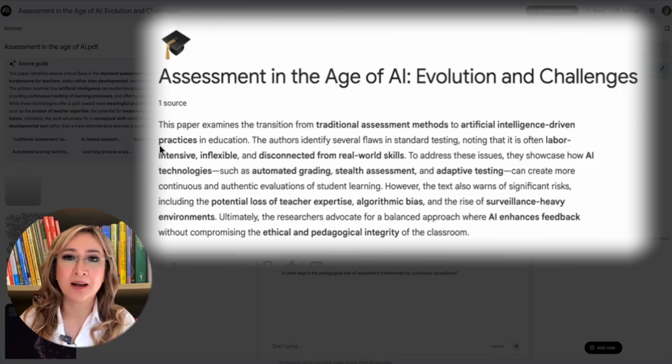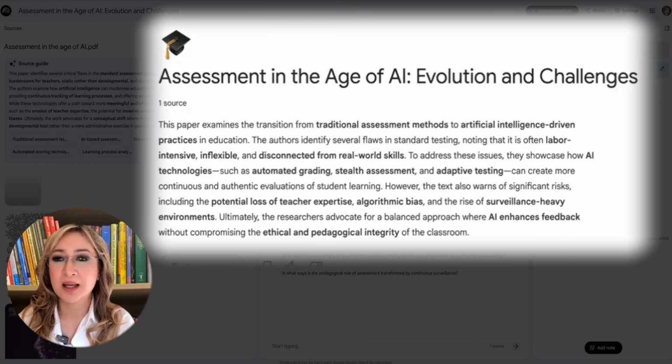So the paper examines traditional assessment methods to AI intelligence-driven practices. The authors identify several flaws in standard testing, noting that it is often labor-intensive, inflexible, and disconnected from the real world. To address these issues, they showcase how AI technologies such as automated grading, stealth assessment, and adaptive testing can create more continuous and authentic evaluations of student learning. However, the text also warns of significant risk, including the potential loss of teacher expertise, algorithmic bias, of course, and the rise of surveillance-heavy environments, which I don't propose.